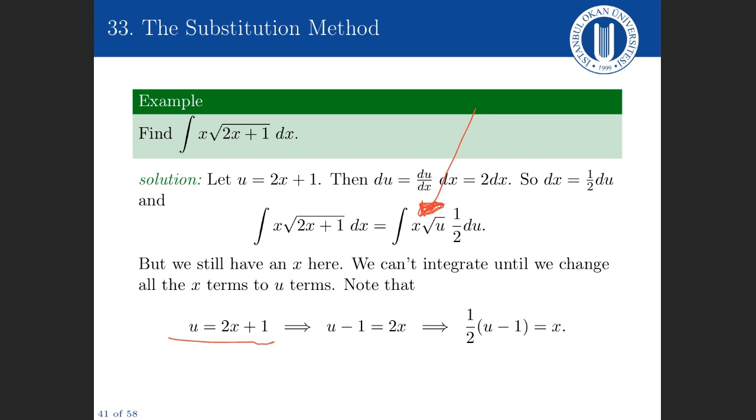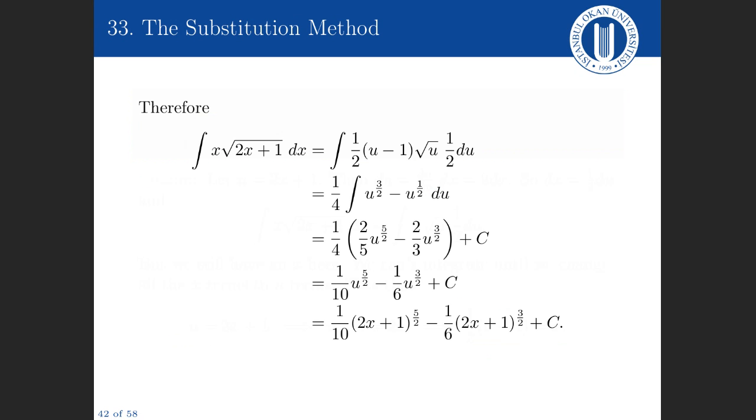Well, what do we have? We have that u is 2x plus 1. Rearrange this: a half, u minus 1, is equal to x. What we're going to do is take this and substitute for x. In other words, the integral that we're trying to calculate is the same as the integral of a half, u minus 1, square root of u, a half du.